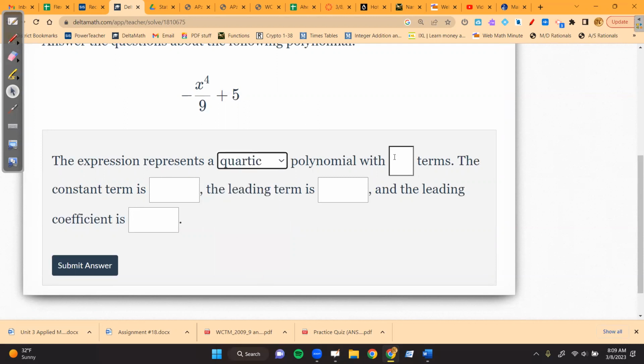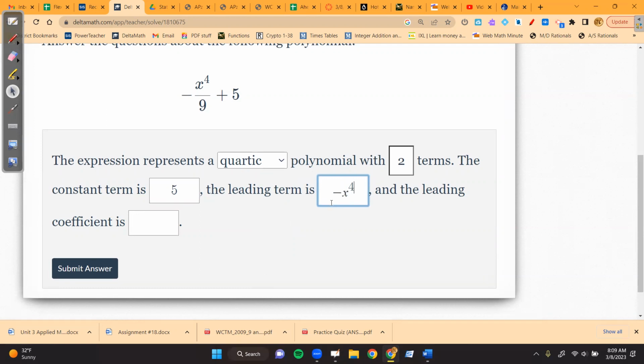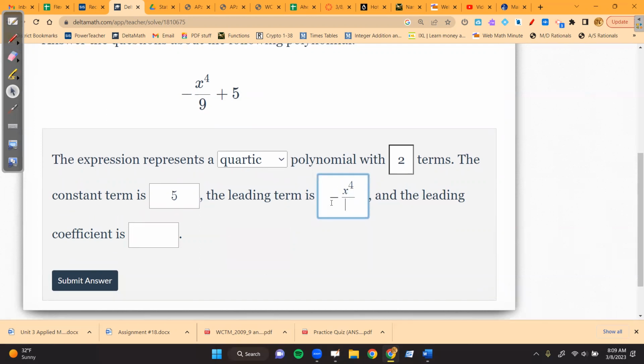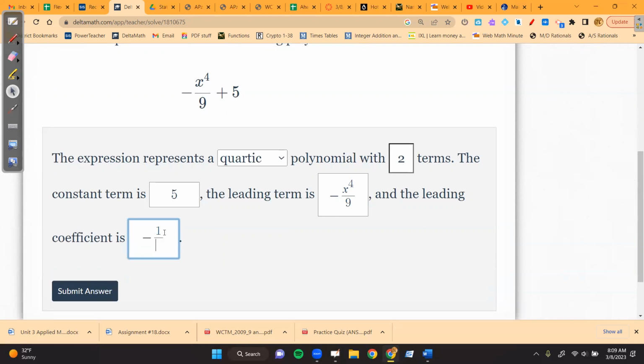How many terms does he have? It's constant term 5. What's the leading term? Negative x to the 4th over 9. That entire first part is called the leading term. And I'm wondering how you'll answer this one. What do you think the leading coefficient is? Bryce, good job. Negative 1/9. Good job. There's a negative 1 in front of the x to the 4th that we know is there, and then we just have to pull that 9 out to be a part of that leading coefficient.